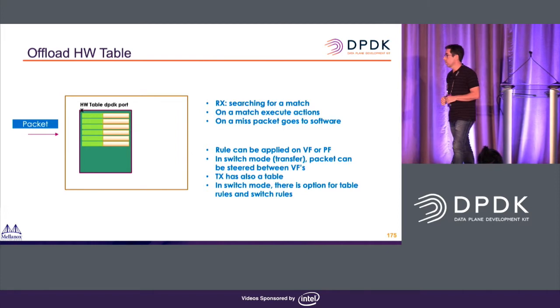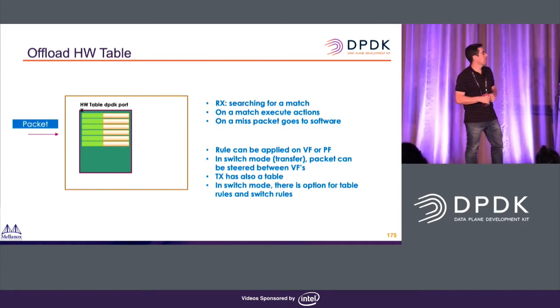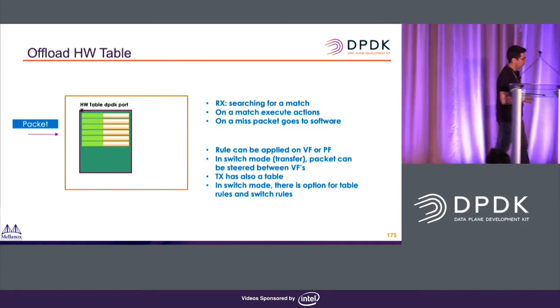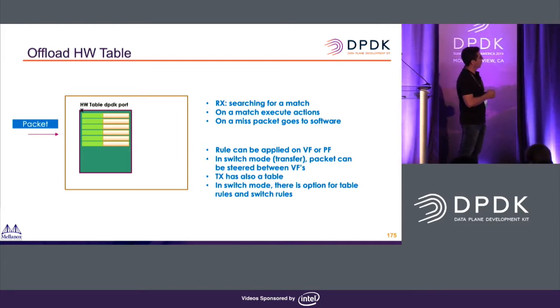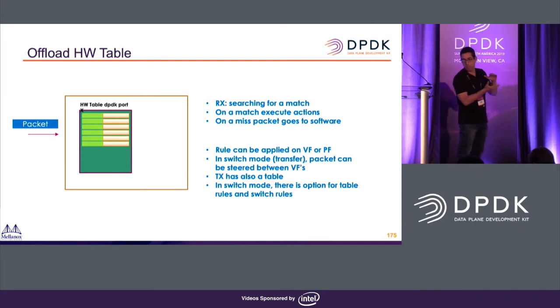Once you configure a rule to the hardware, let's say we have a single table for this case. When the packet arrives at the hardware, we first try to match according to the rules that were configured by the user through the RTE flow API. Once we have a match, we execute the actions. If we don't have a match, there's a default rule that the user can change, but the default rule means that we go to the software.